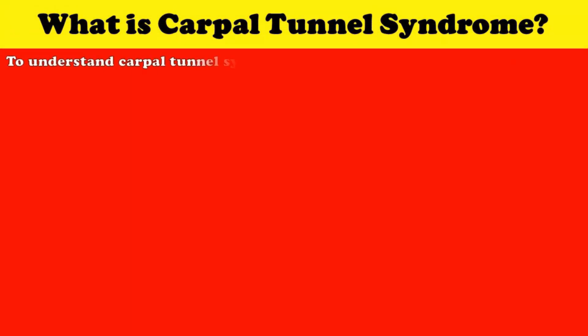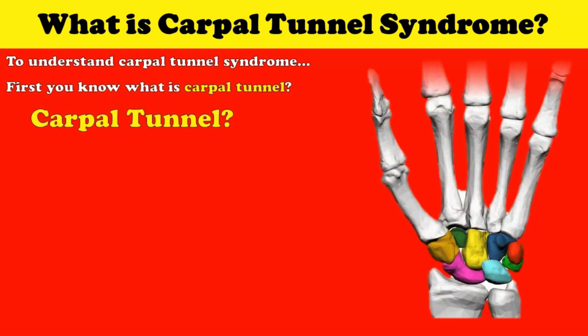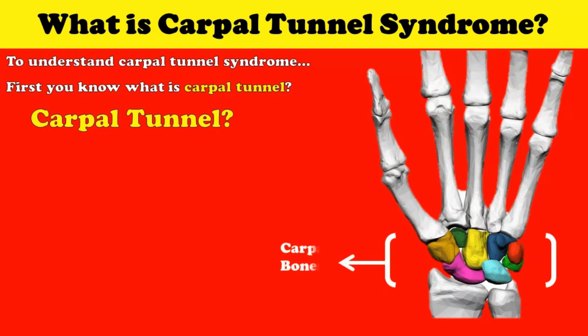To understand carpal tunnel syndrome, you must first know about carpal bones and carpal tunnel. The bones in the wrist that help the movement of the wrist are called carpal bones. There is a space between the carpal bones from where the veins and nerves pass, which is called the tunnel, and the space between the carpal bones is called the carpal tunnel.